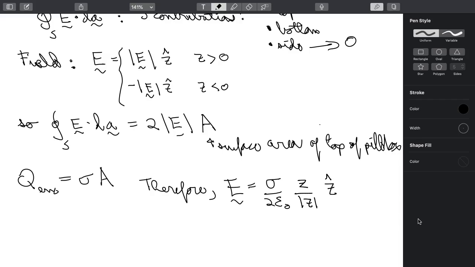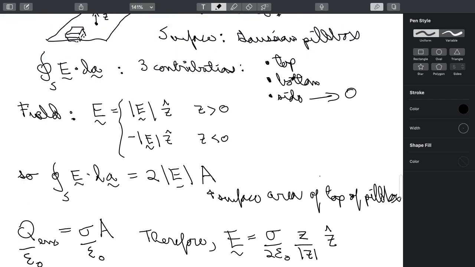Question? Where exactly is the factor 2 coming from? Gauss's law tells me that this is equal to Q enclosed over epsilon 0, and Q enclosed over epsilon 0 is equal to sigma over epsilon 0. The factor of 2 comes from the 3 contributions that we have to the surface integral. There's the top bit, the bottom bit, and the side bit. The side bit vanishes because my pillbox goes thin, and the top and the bottom each contribute an equal amount.